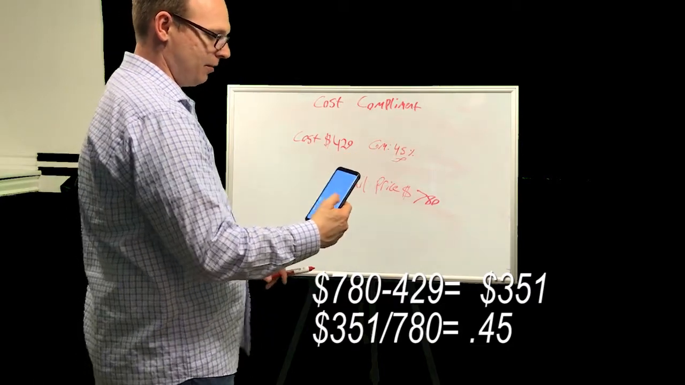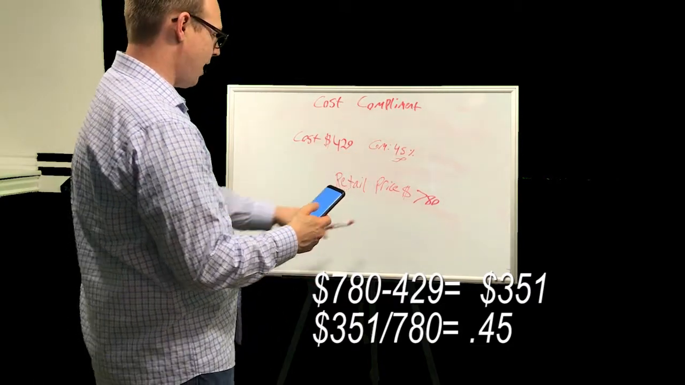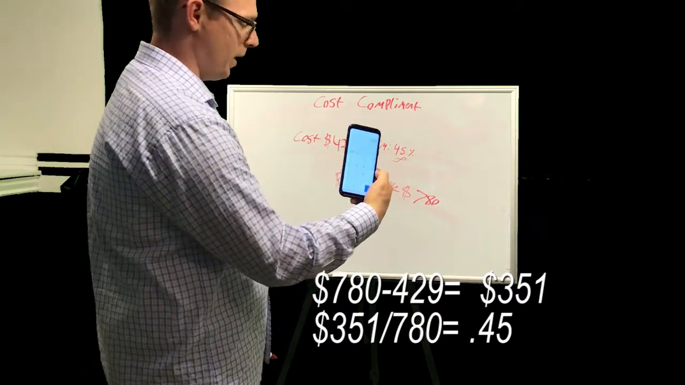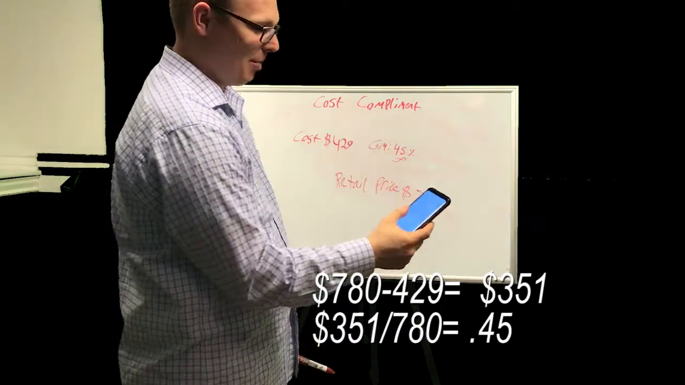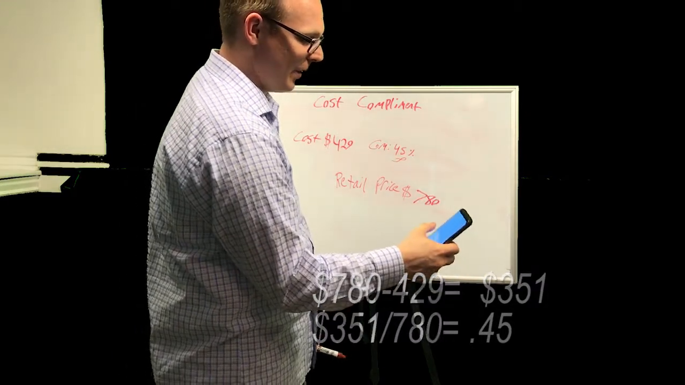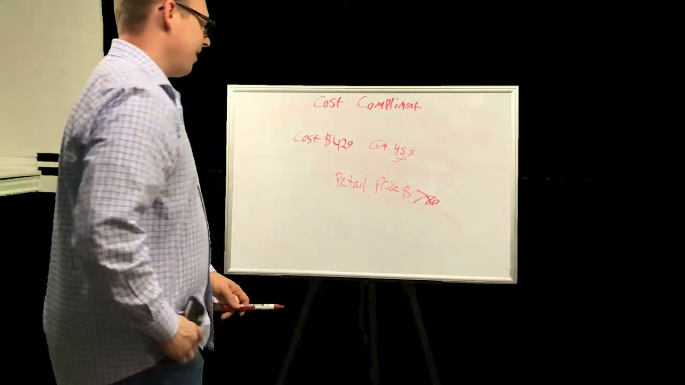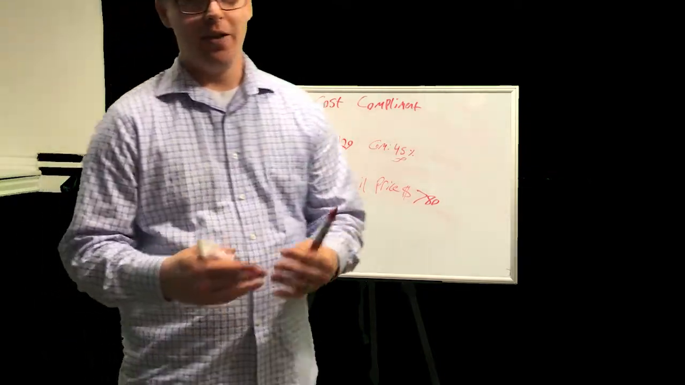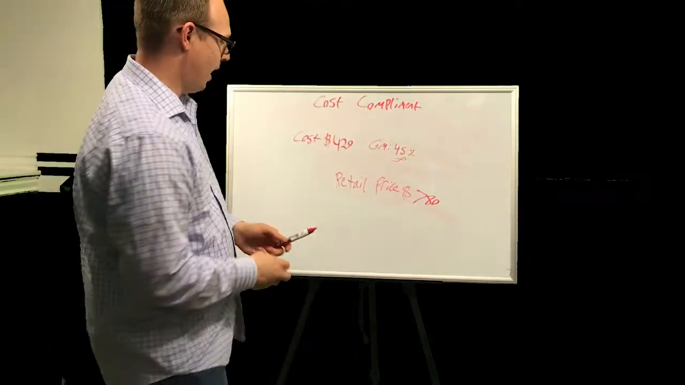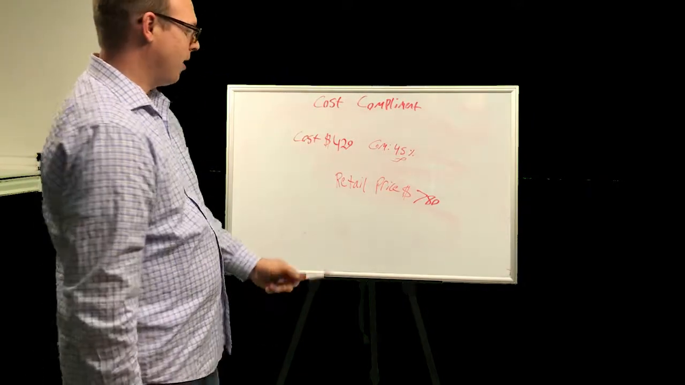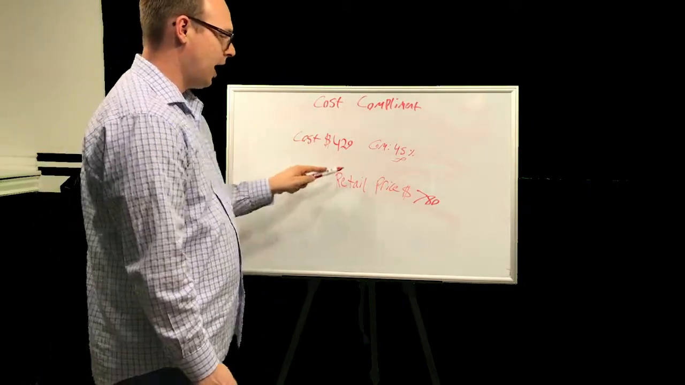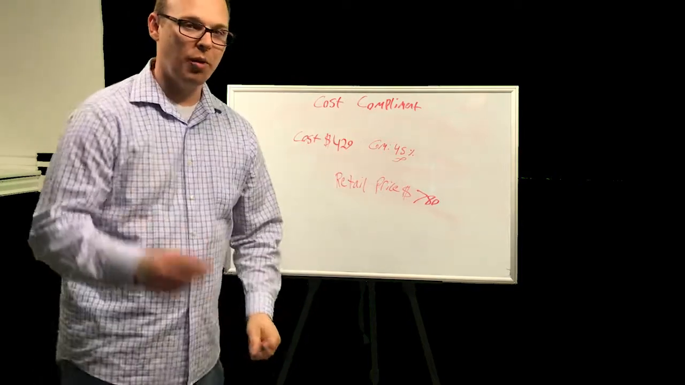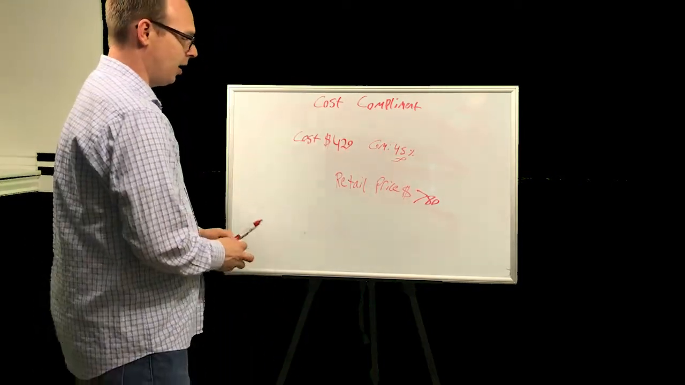So we're gonna take $351 divided by our retail price. Look at that, 45%. Not bad for not doing it on my calculator earlier. So that's how I checked my math just there, but let's reverse engineer this now. Let's give you the formula, the cost complement, where if you know the cost, and you want to add a certain gross margin percent to that cost, what would be the retail price? That's what we want to do.